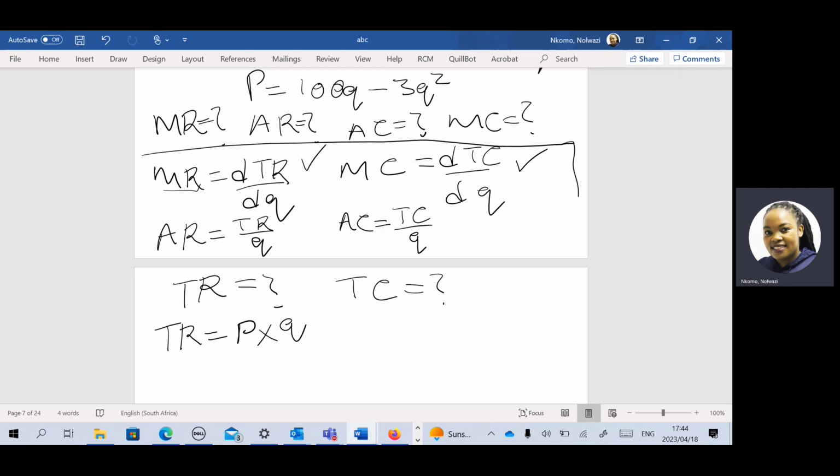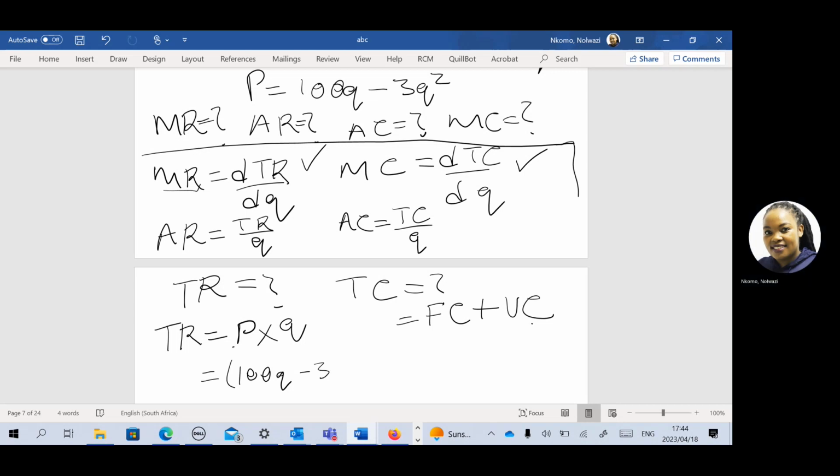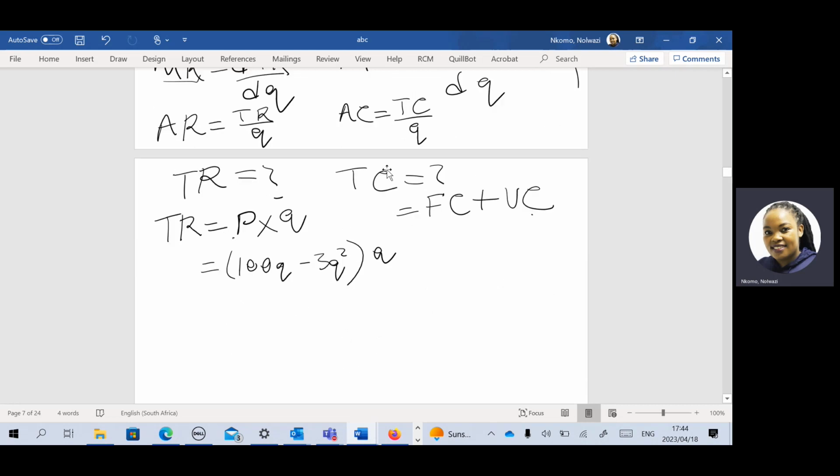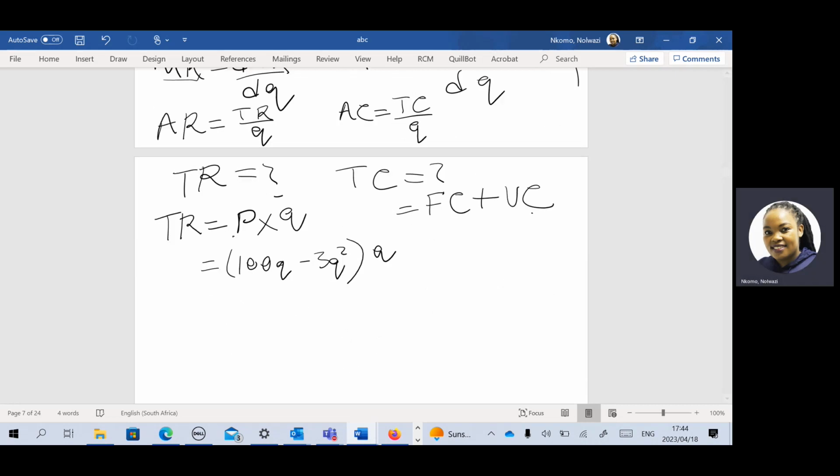The number of quantity. And then we know that the total cost is the same thing as fixed cost plus the variable cost. We have these two. We know that the demand function is 100Q minus 3Q squared, and we multiply this by Q. If we multiply this by Q, you will get 100Q minus 3Q cubed. So we have the total revenue, right?